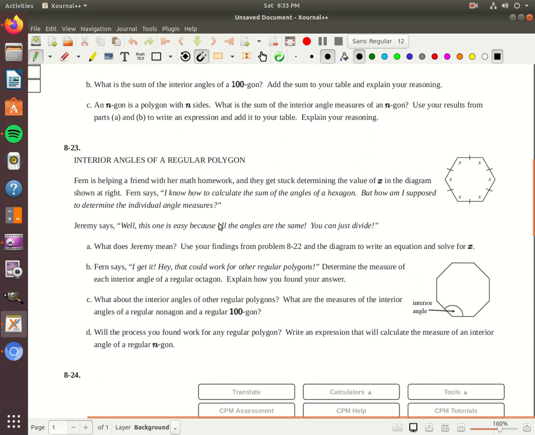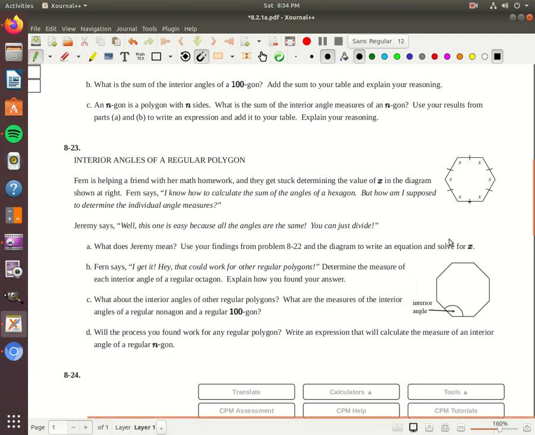Well, this one is easy because all the angles are the same. You can just divide, which makes a lot of sense, right? I'm going to figure out how many angles are in the whole shape, and then I'm going to divide that by 1, 2, 3, 4, 5, 6 angles. That seems like it would be a fabulous strategy to employ, so we will.